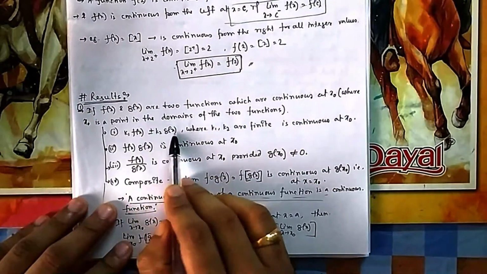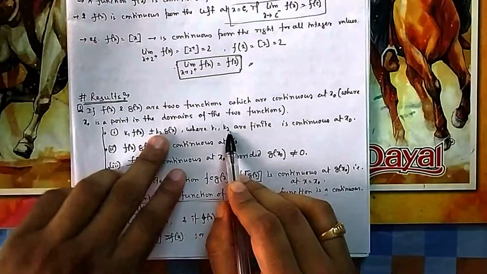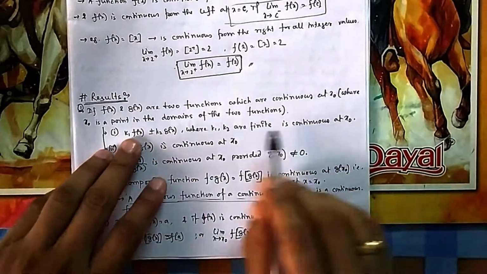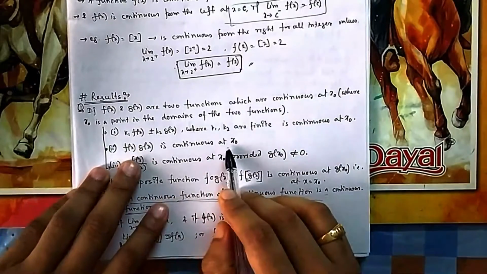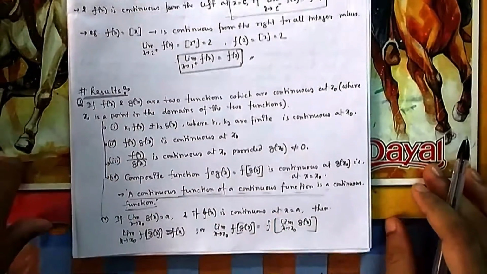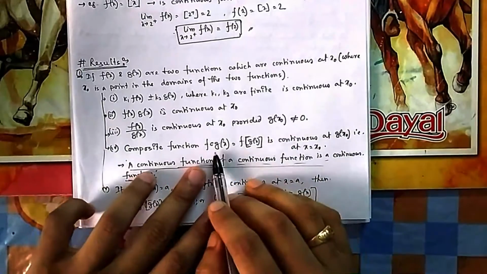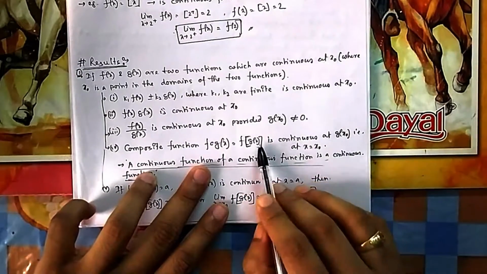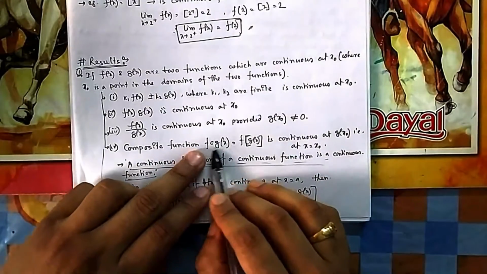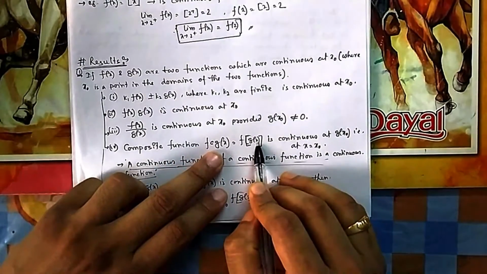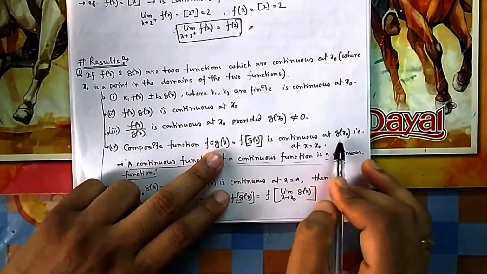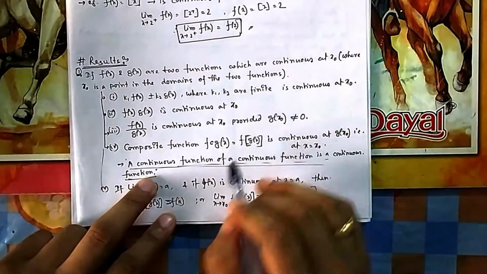If they are continuous, then this is also continuous, provided that k1 and k2 are finite; you should not multiply with an infinite number. That means f plus g is also continuous, f into g is also continuous, f by g is also continuous, provided that the denominator should not be 0 at that point. Composite function fog, f of g of x, is continuous at x0 if g is continuous at x0 and your function f is continuous at g(x0), then only you will say the function is continuous.